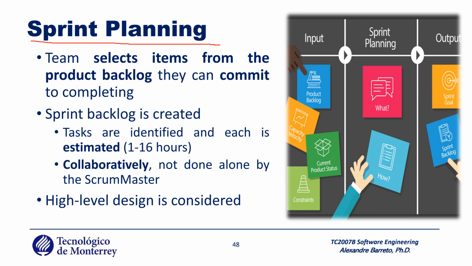The sprint backlog is created, tasks are identified, and they are estimated. You need to define the tasks and estimate the tasks. It's a collaborative task. The Scrum Master supports the team to define the tasks, but the Scrum Master does not write the tasks. It's the team together that writes the tasks. The Scrum Master does not define what the team will do. The Scrum Master supports the team to define the tasks.